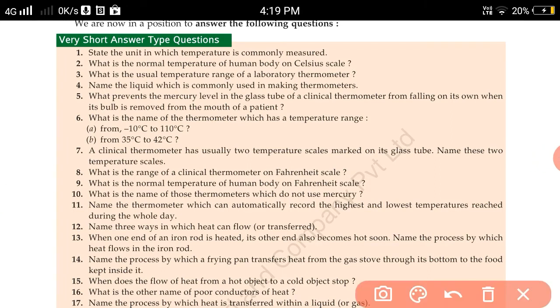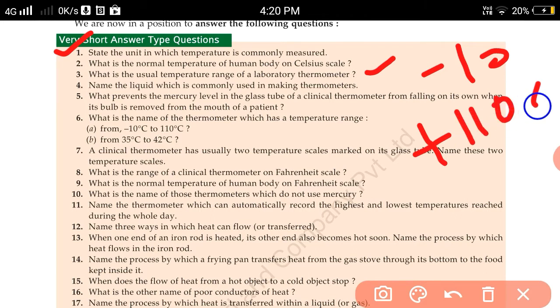First of all, first question is, state the unit in which temperature is commonly measured. It is degree Celsius. What is the normal temperature of human body on Celsius scale? It is 37 degrees Celsius. What is the usual temperature range of laboratory thermometer? It is from minus 10 degrees Celsius to 110 degrees Celsius.